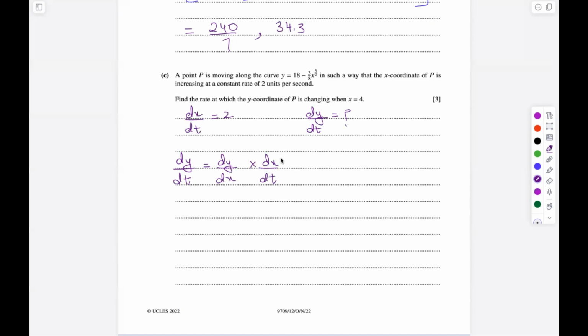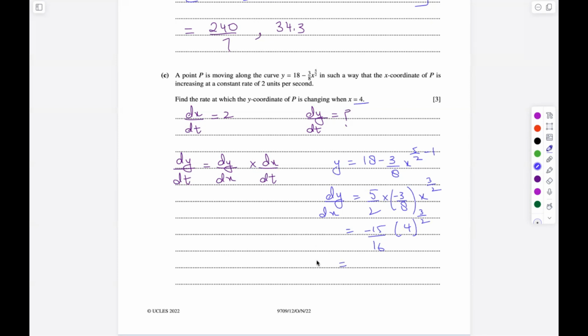We already have dx by dt, so in the first step, we'll find dy by dx as y is equal to 18 minus 3 upon 8 x to the power 5 upon 2. Differentiating this, dy by dx will be equal to 5 upon 2 multiplied by minus 3 upon 8, and this will become x to the power, decreasing the power by 1, 5 upon 2 minus 1, that will become 3 upon 2. So this will become minus 15 upon 16. And then as the value of x will be 4, we'll write it as 4 to the power 3 upon 2.